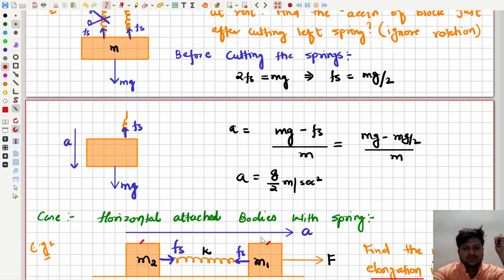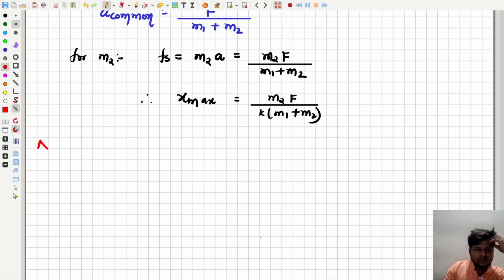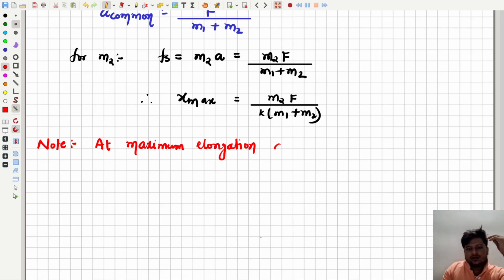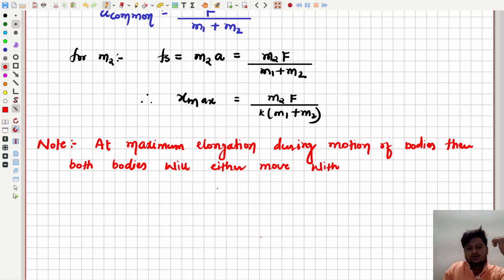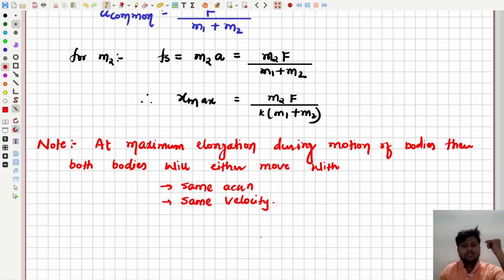So you can keep this idea fixed. Note that at maximum elongation during motion of the bodies, both bodies will either move with the same acceleration or the same velocity. Are you able to get me? Means you try to understand.